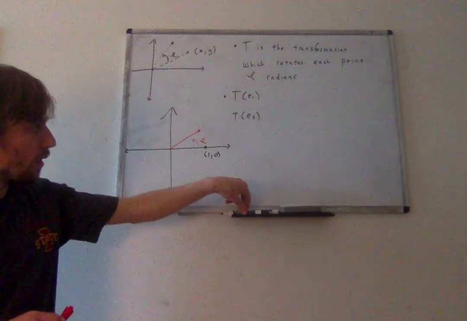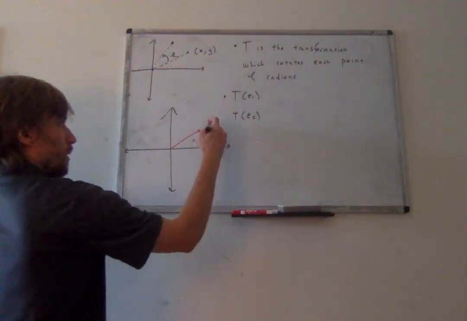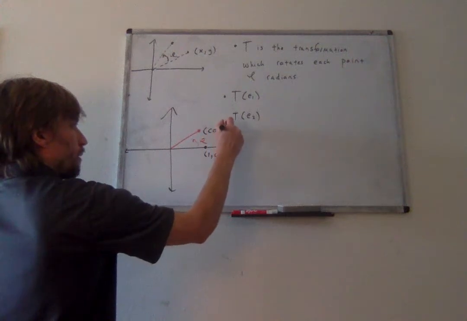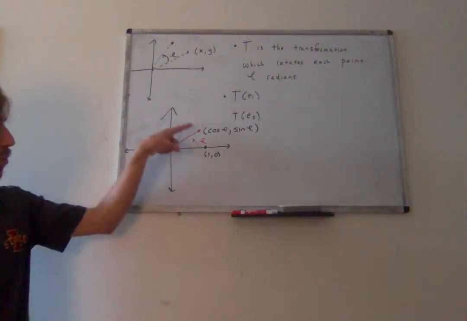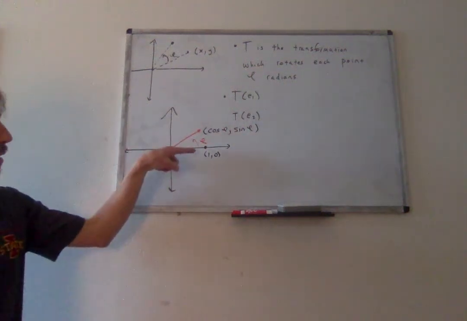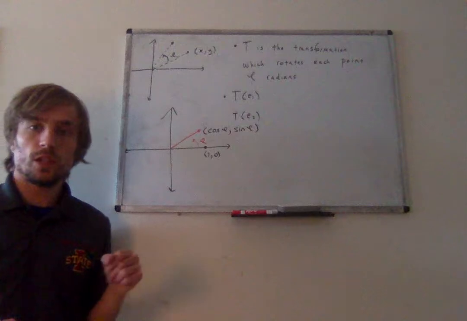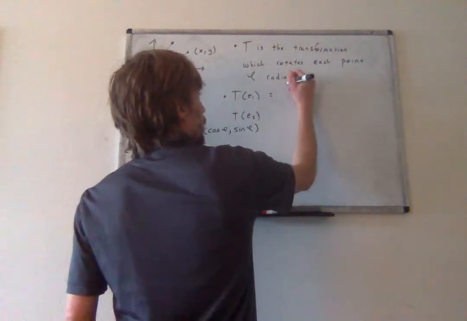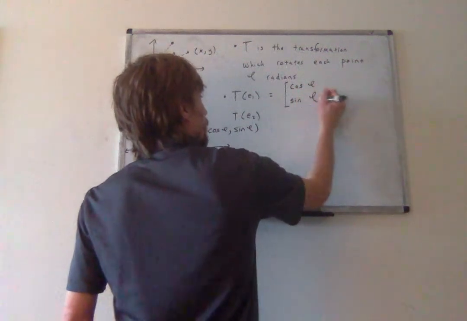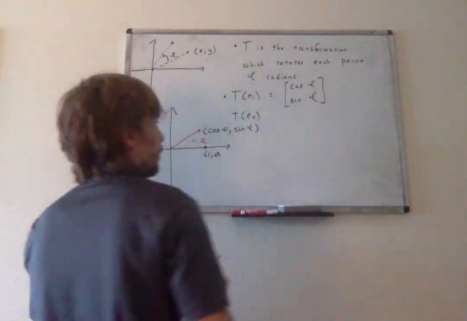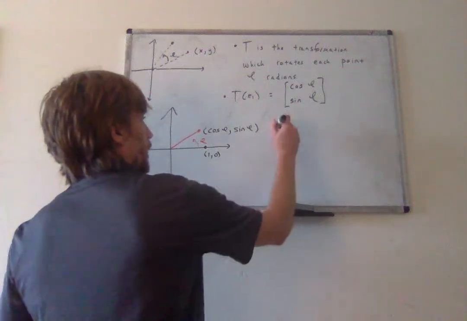Recalling our trigonometry, we know that this point is the point (cosine of phi, sine of phi), because this is rotating around the unit circle. And remember, if this angle is equal to phi, the x-coordinate and y-coordinate of this point are given by cosine of phi and sine of phi. And so T of e1 is equal to the vector (cosine phi, sine phi). I'm going to run out of room for T of e2 here, so I'll move it a little bit. But we're going to find T of e2 very much in the same way.